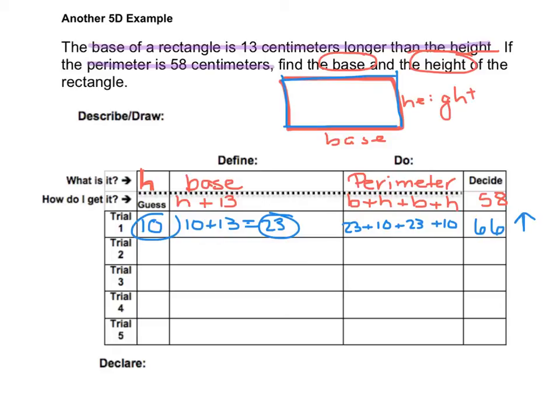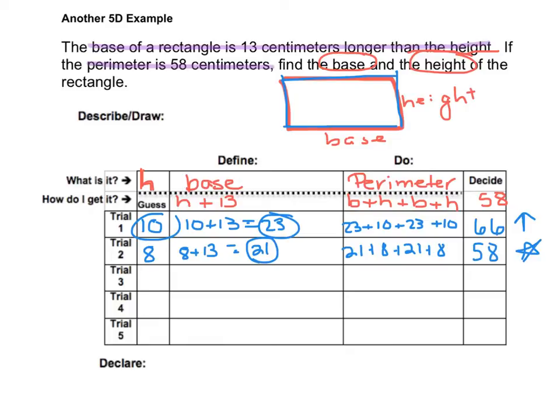So maybe I'll go to 8 next. So if my height is 8, 8 plus 13 is going to be 21. And then 21 plus 8 plus 21 plus 8. Let's see, that's really like 29 plus 29, so that is 58, and look at that, I've got my answer.